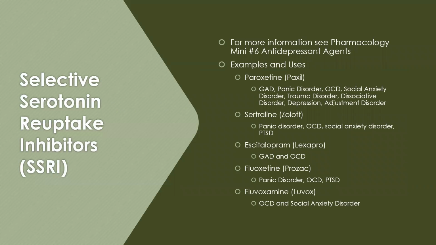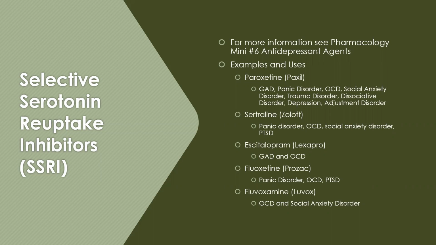Then lastly, we have our selective serotonin reuptake inhibitors, or SSRIs. For more in-depth information on SSRIs, see Pharmacology Mini number 6 on antidepressant medications. Examples of SSRIs that we can use in the treatment of anxiety include Paxil. And not only does it treat generalized anxiety, but it can also treat panic disorders, OCD, social anxiety disorder, trauma disorders, dissociative disorders, depression, and adjustment disorders.